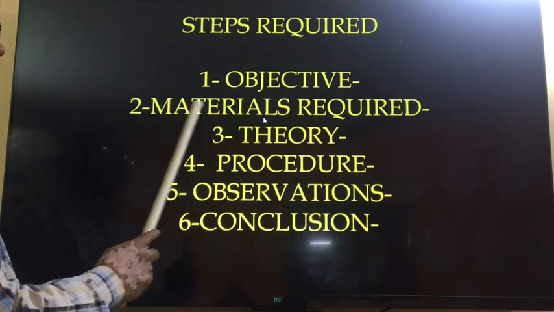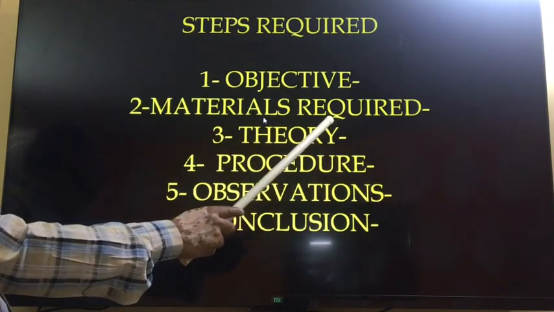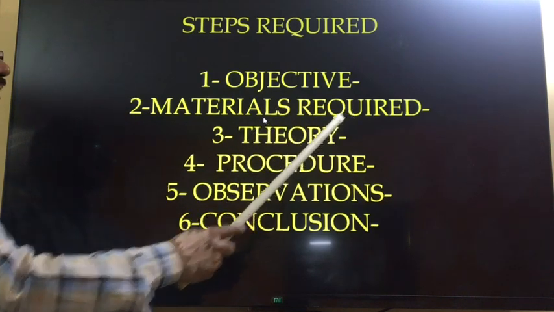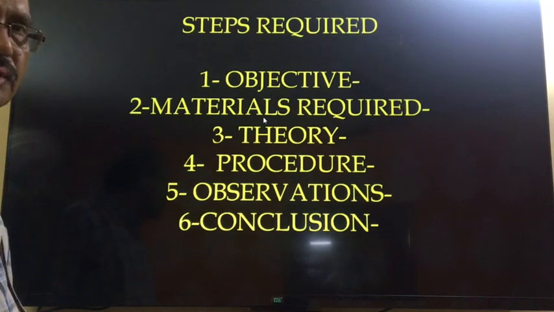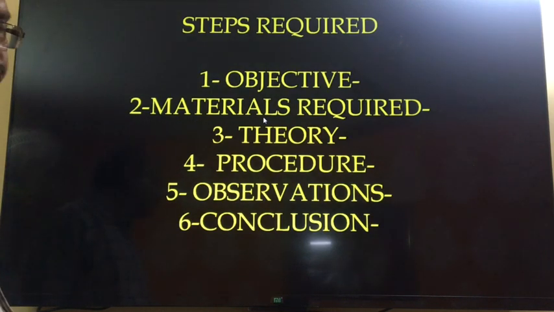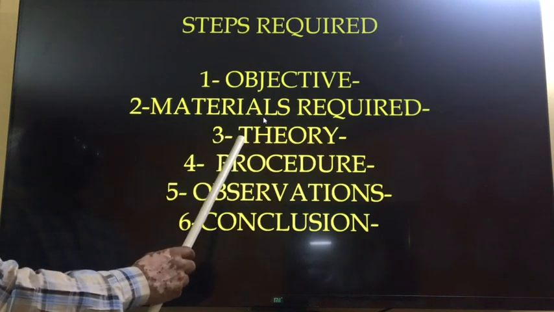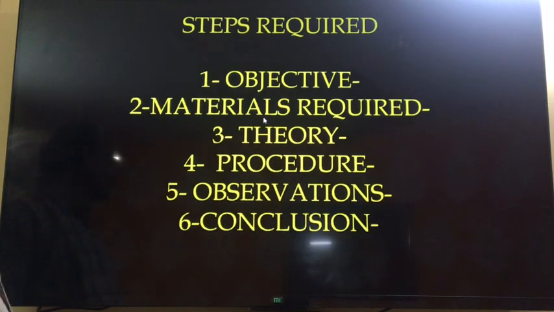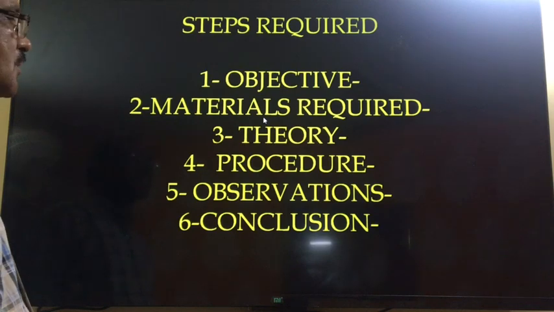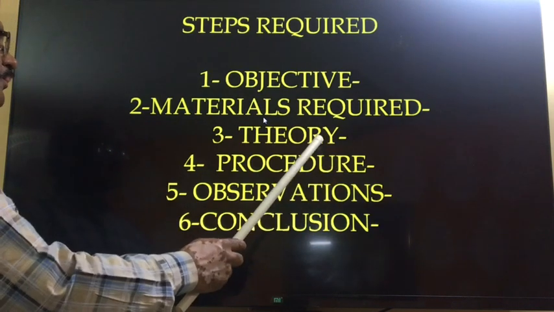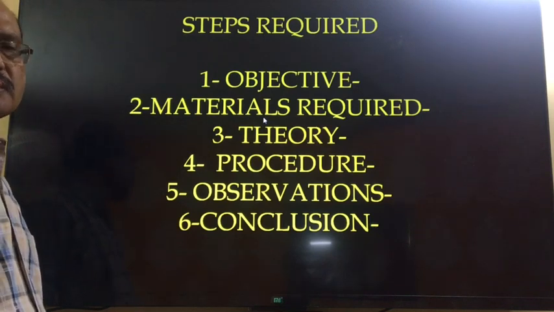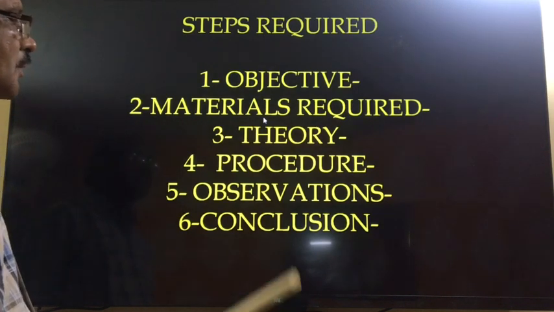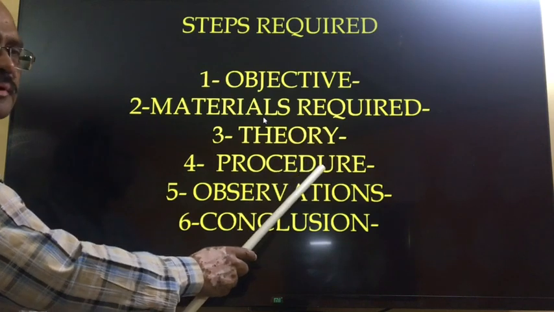Second is the material required to do the activity. Those things which are required for this practical activity, you will write in neat and clean writing, either in your register or in your file, whichever is available with you. Third is theory. Theory means the principle, the theory on which this activity is based. You will write that theory. And the procedure: you will write the procedure in your own words. If it is long, you can write it in short, but use your own words.